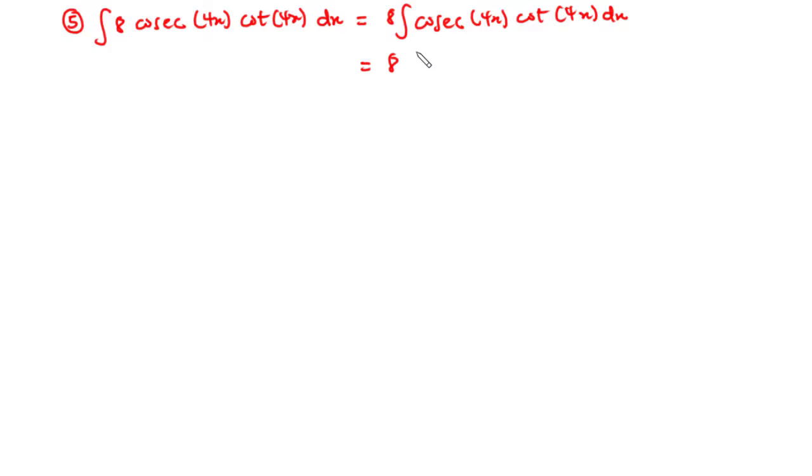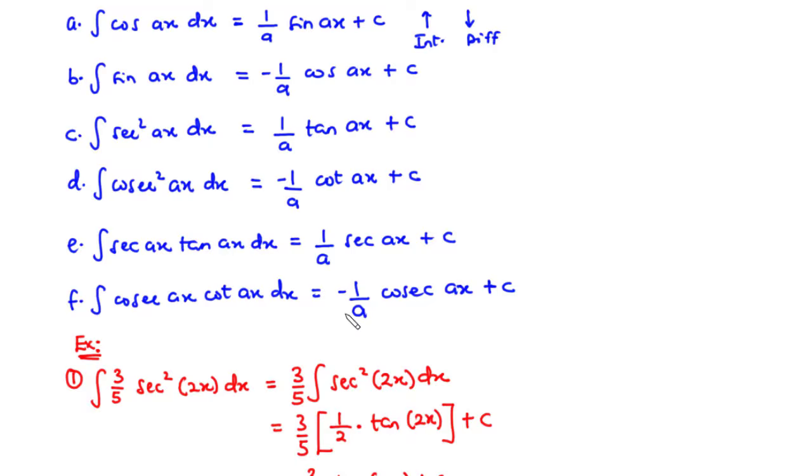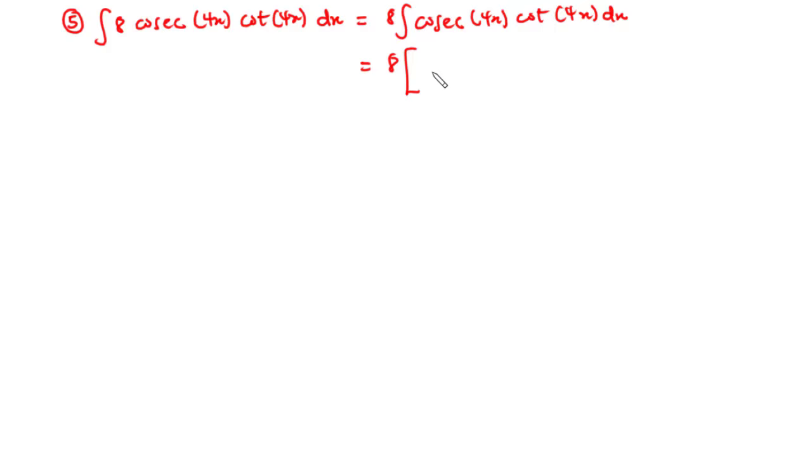We have 8 outside, and then integral of cosec ax times cot ax is equal to negative 1 over a times cosec ax plus c. So we have negative 1 over a is 4 times cosec 4x plus c. 4 goes here once, 4 goes here 2 times. So we have negative 2 cosec 4x plus c.